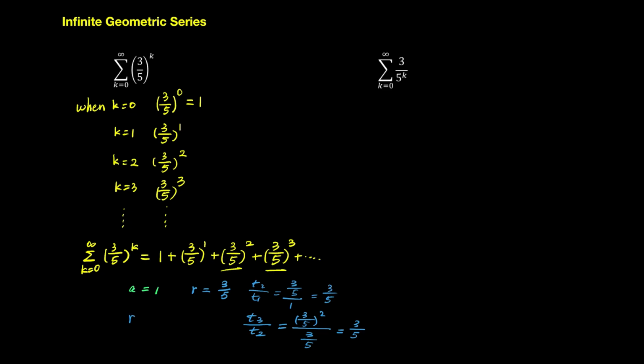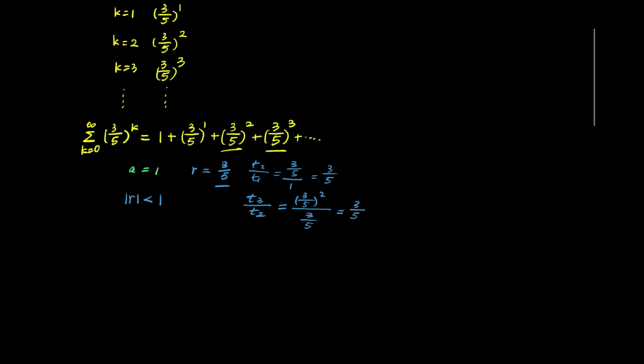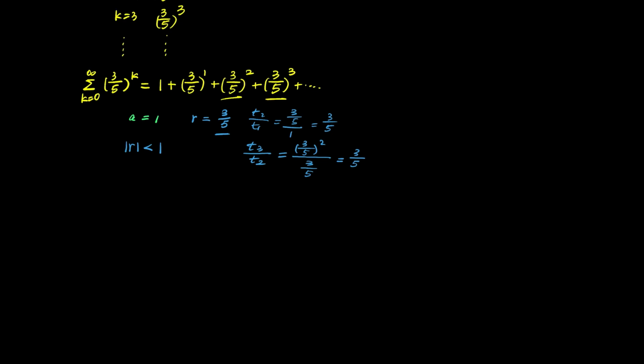If the absolute value of the common ratio is less than 1, then this series will converge and will have a finite sum, right? So in this case, r is 3 over 5, which is less than 1. So this series converges, and the sum of the series does exist. Then let's try to evaluate the sum of this series.